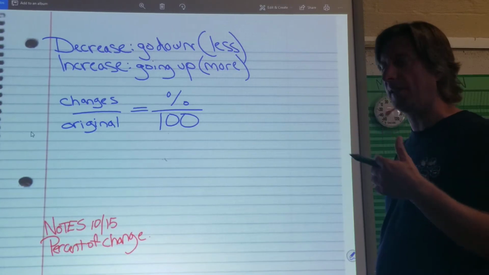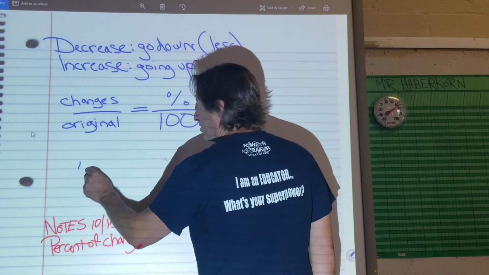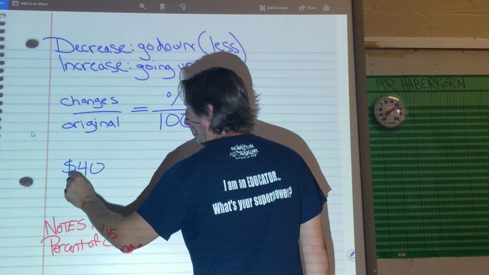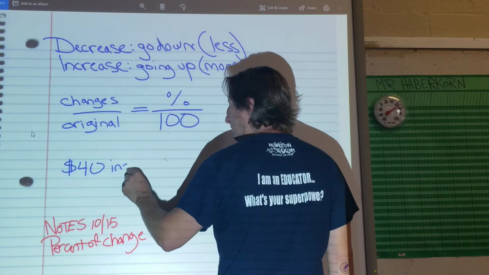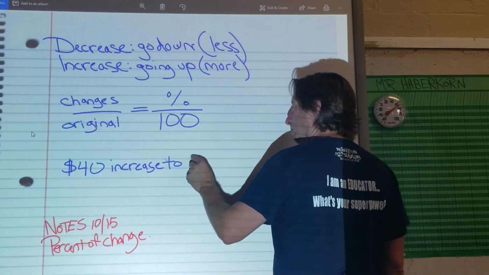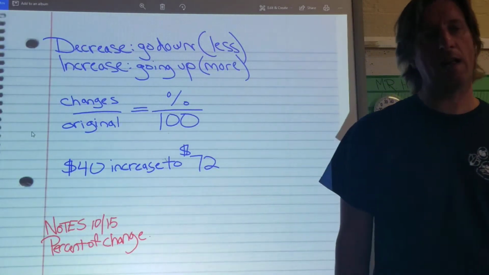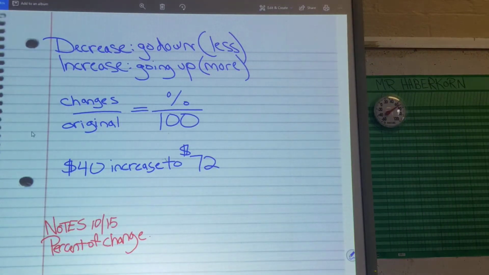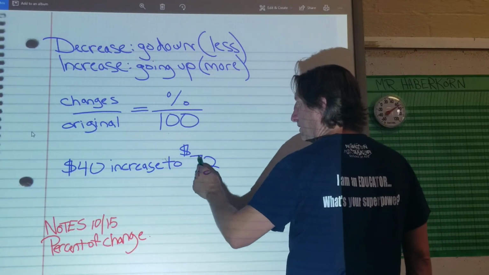All right, so we'll say maybe you made $40 last week and it increased to $72, right? $40 increase to $72. And they want to know what the percent of change is. Okay, so he made $40 originally and then increased to 72.